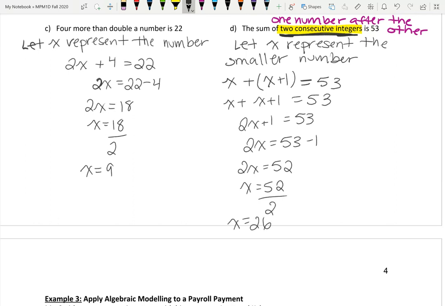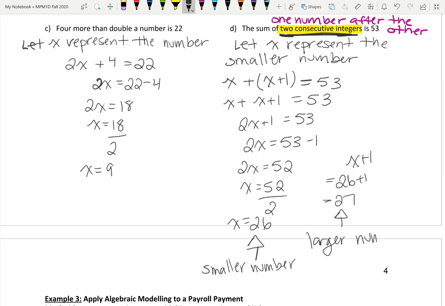So my smaller number is 26. My larger number is x plus 1, which is equal to 26 plus 1, which is equal to 27. This is my larger number.